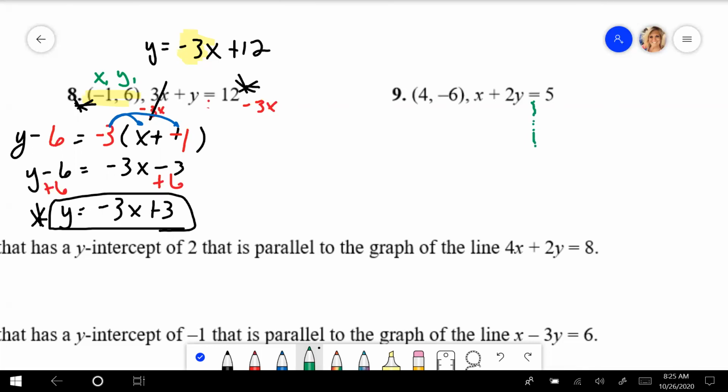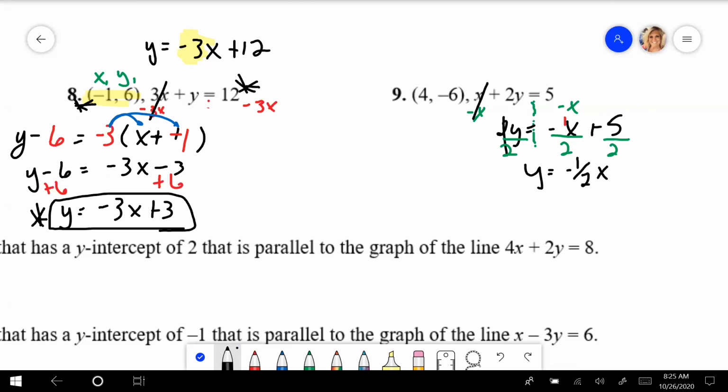First thing we need to do is get y by itself so we can put it in slope-intercept form. So I'm going to subtract x from each side. I get 2y equals negative x plus 5. Then I have to divide by 2. These cancel, and I get y equals. Now, negative x divided by 2. There's really a 1 up there. So it is negative 1/2 x plus 5 over 2. So y equals negative 1/2 x plus 5 over 2.